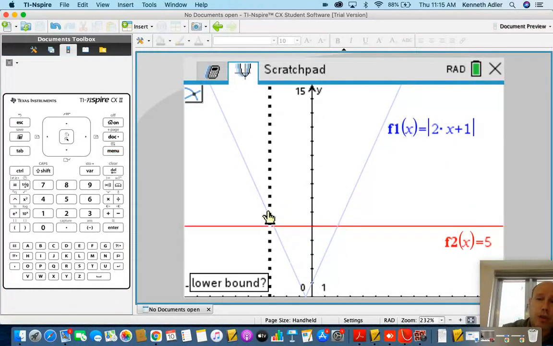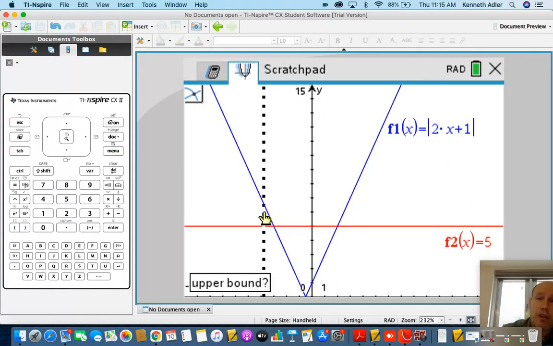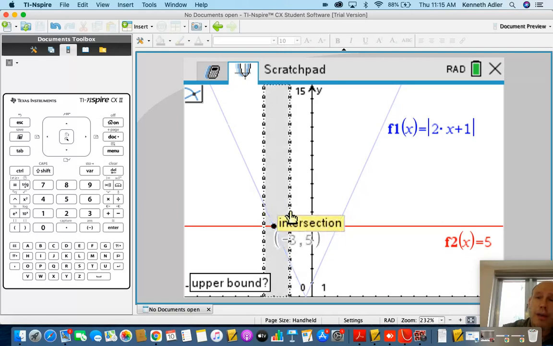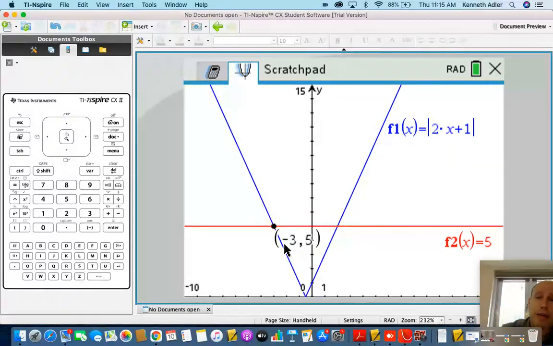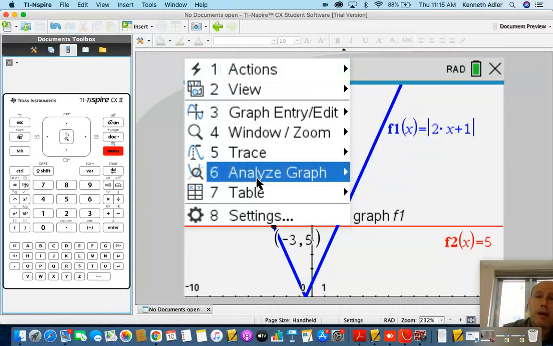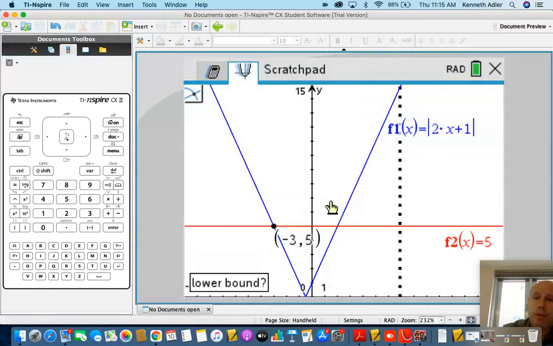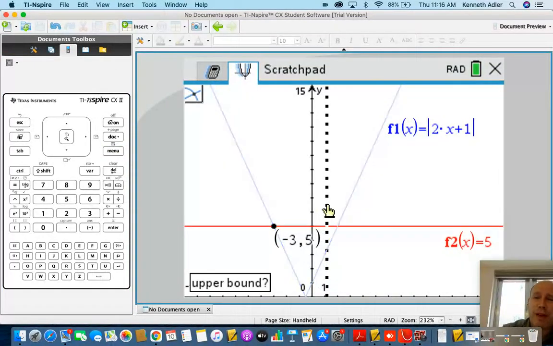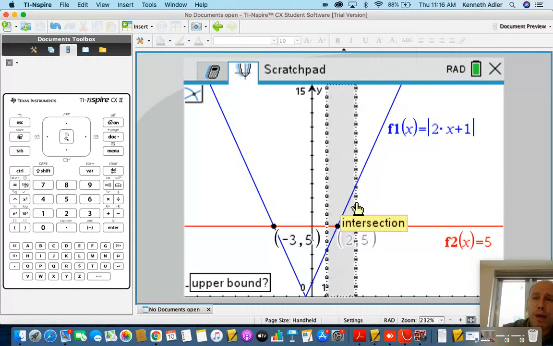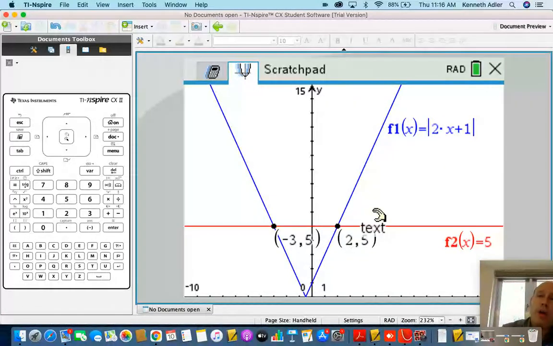Let's start with the intersection on the left. Lower bound, enter. Move the cursor to the right. Enter. The first x value is -3. Now let's find this other intersection point. Menu, analyze graph, intersection. Move it a little bit to the left. Enter. Move it a little bit to the right. Nice. So the equation, the absolute value of 2x plus 1 is less than 5. The answer is all values between -3 and 2.